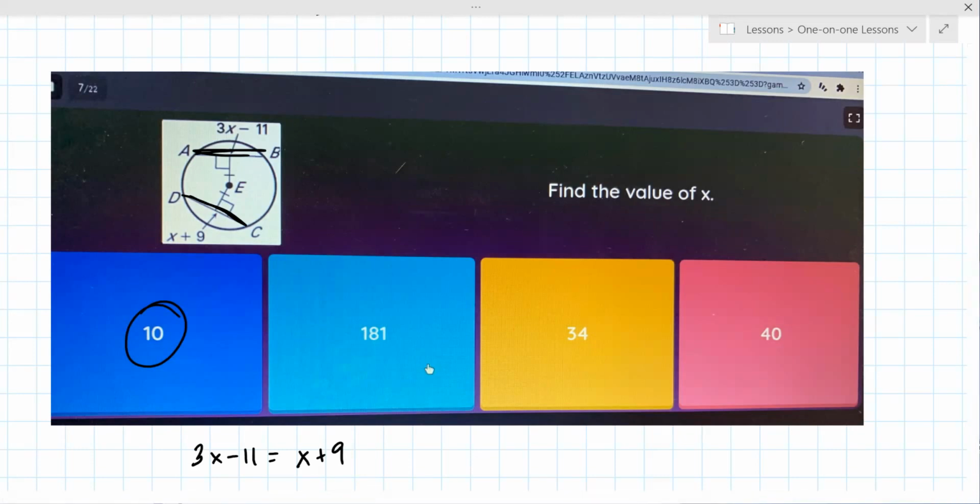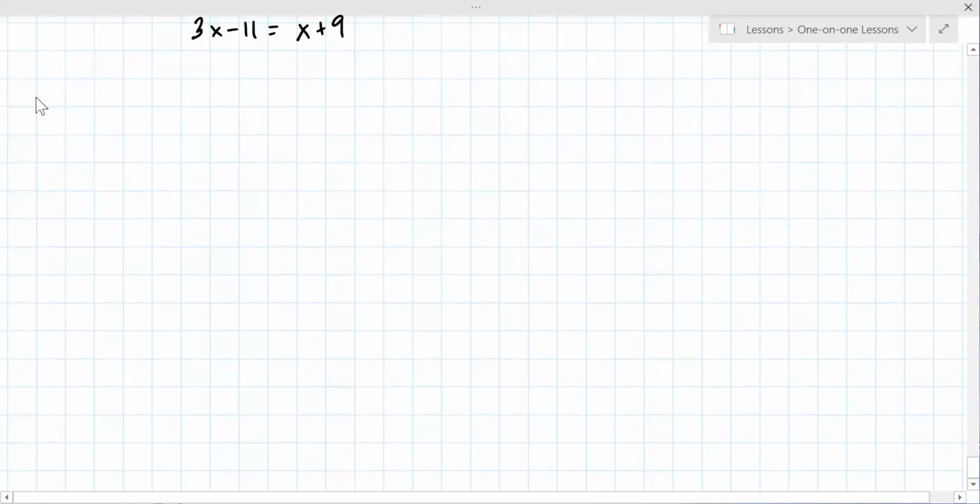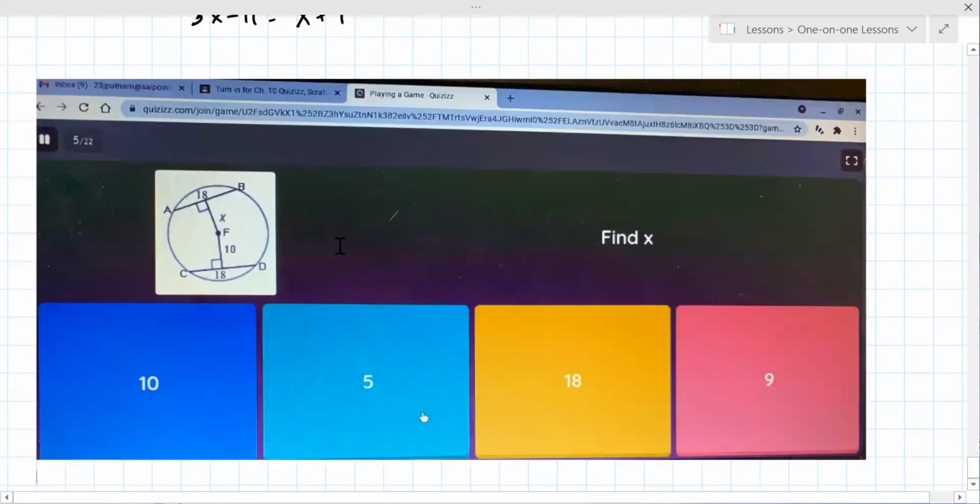Okay, so let's look at number 5 next. Number 5 is, again, one of those where it's either equal to something or it adds up to something. This time it just equals. This x right here has to be related to that 10 there because these are the same. So that means that x is 10.